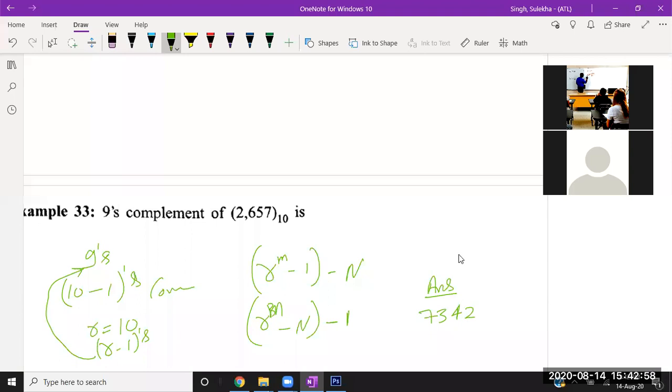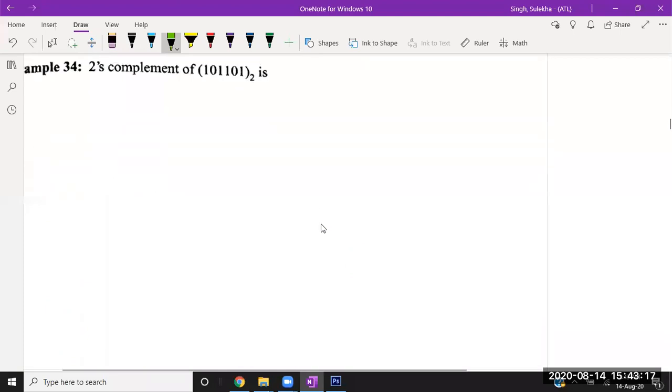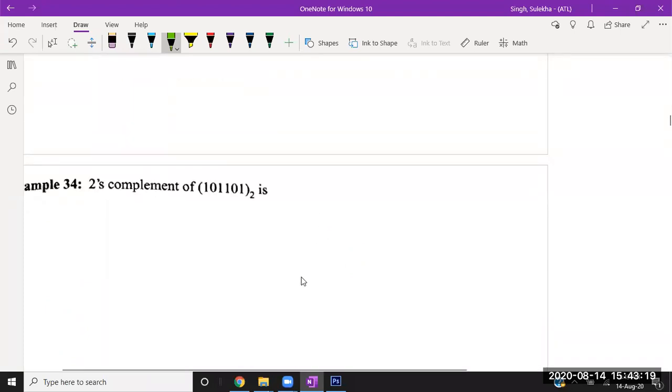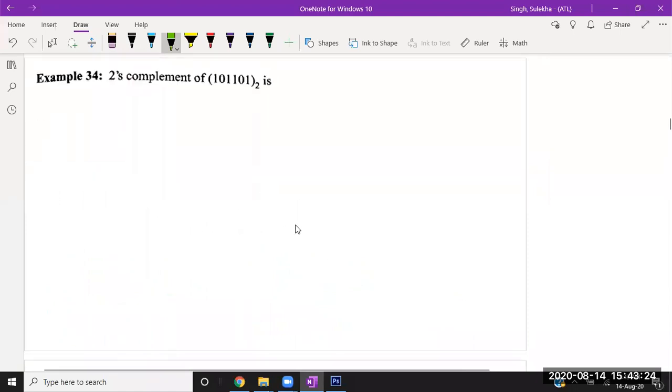Okay, it's okay. So these are the ways by which you can calculate R's complement or R minus 1 complement. After dealing with the decimal number system, we will go with some examples where we need to calculate 2's complement and 1's complement. In most cases, you need to calculate 2's complement and 1's complement. So we will take one example where we need to calculate 2's complement.